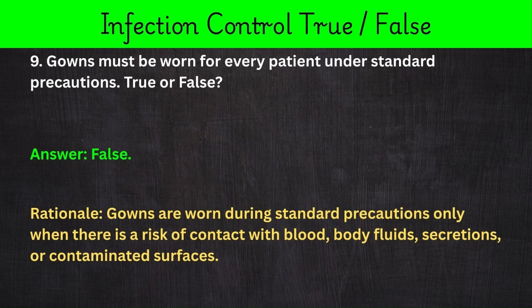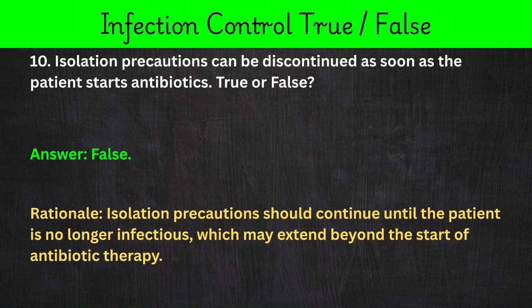9. Gowns must be worn for every patient under standard precautions. True or false? Answer: false. Rationale: gowns are worn during standard precautions only when there is a risk of contact with blood, body fluids, secretions, or contaminated surfaces.